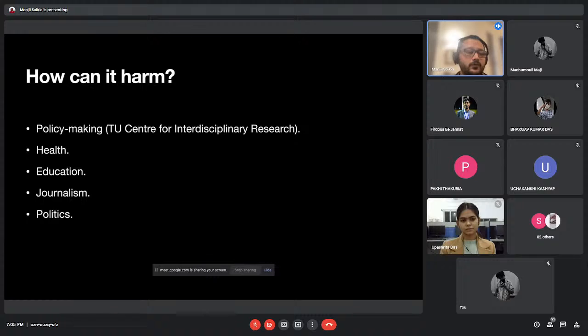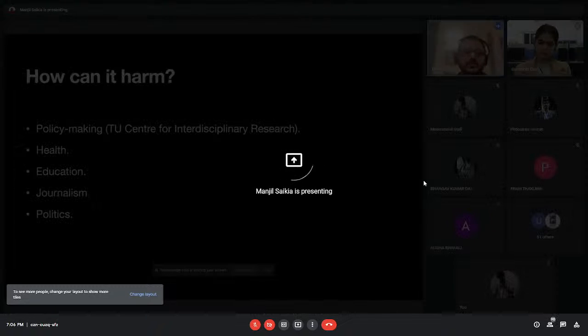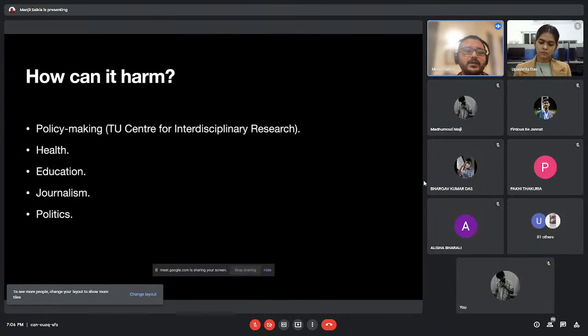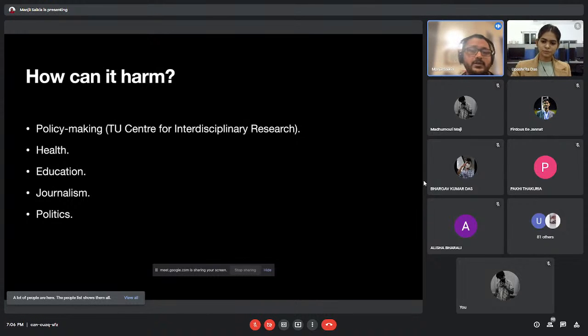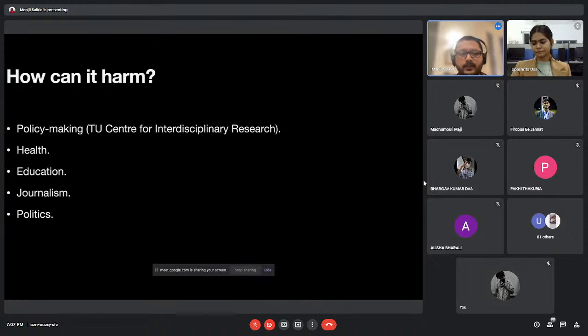Second is health. If you follow certain alternative medicines which don't work, and if you don't seek correct medication, then there is harm. That person, Ramdev, is abusing the doctors. So that sort of thing will happen in journalism if you tend to believe in pseudoscience. Then politics, of course. If your politicians or your policy making is weak and you tend to believe in pseudoscience, then it will have a direct impact on the politics of the day, which is happening in many places in the world, actually.